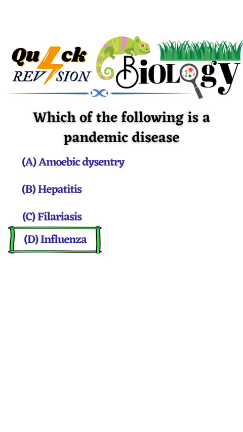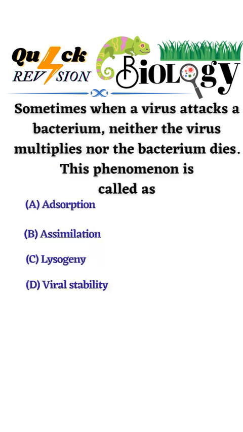After revealing this question, we move towards our next question. Next is, sometimes when a virus attacks a bacterium, neither the virus multiplies nor the bacterium dies. This phenomenon is called as A. Adsorption, B. Assimilation, C. Lysogeny, D. Viral stability. This phenomenon is known as lysogeny, and it plays a crucial role in the intricate dance between viruses and bacteria.